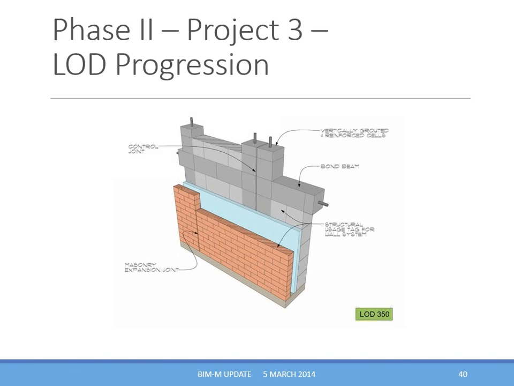Next. And here in LOD 350, we're making the model a little smarter. We're going to have some more downstream use of the model into analytical programs. And now we're showing bond beams and grouted cells, and those are a little bit smarter for clash detection. Next.